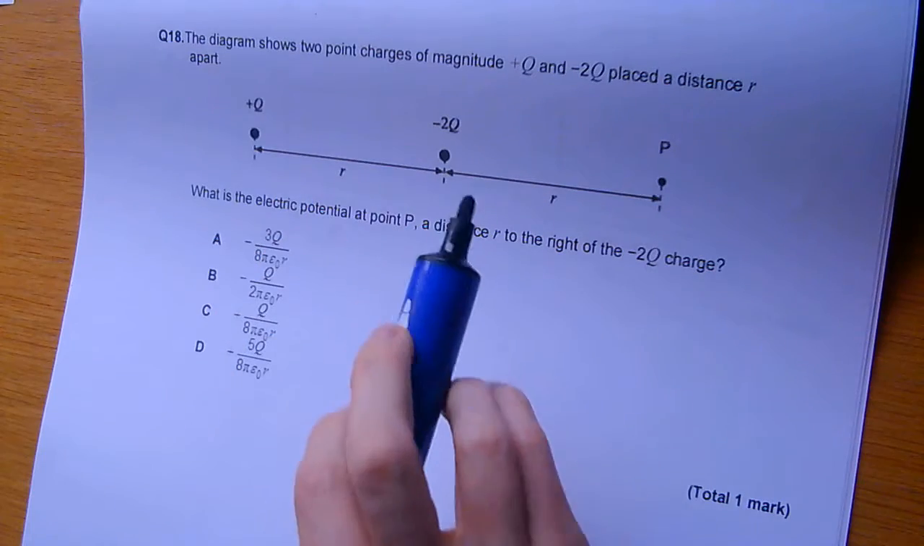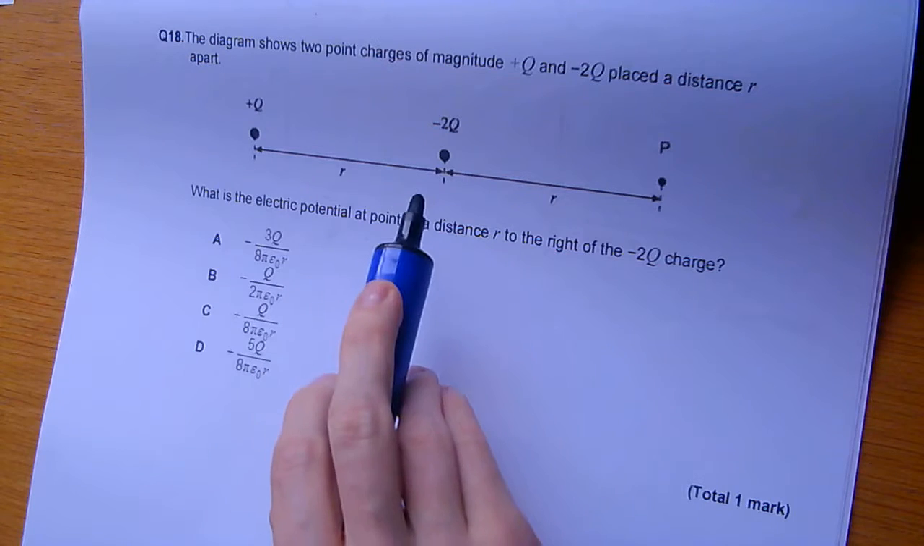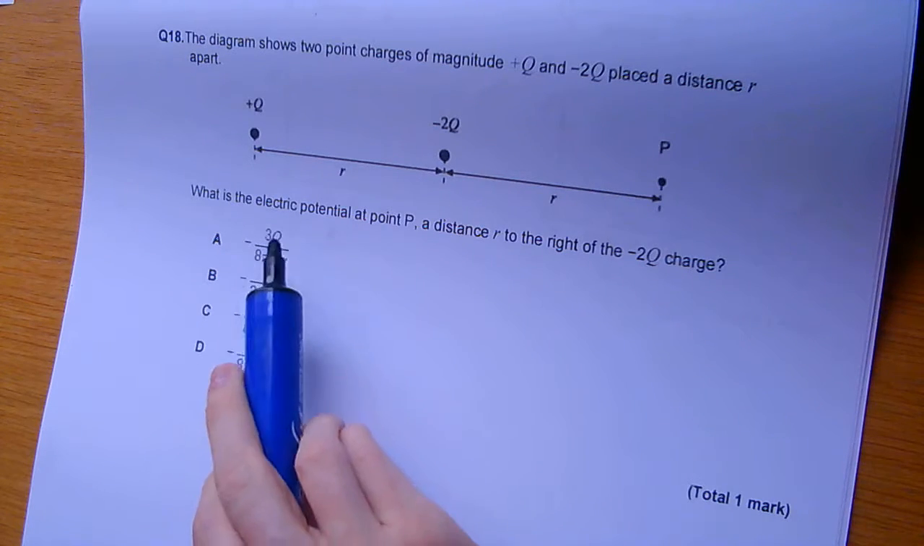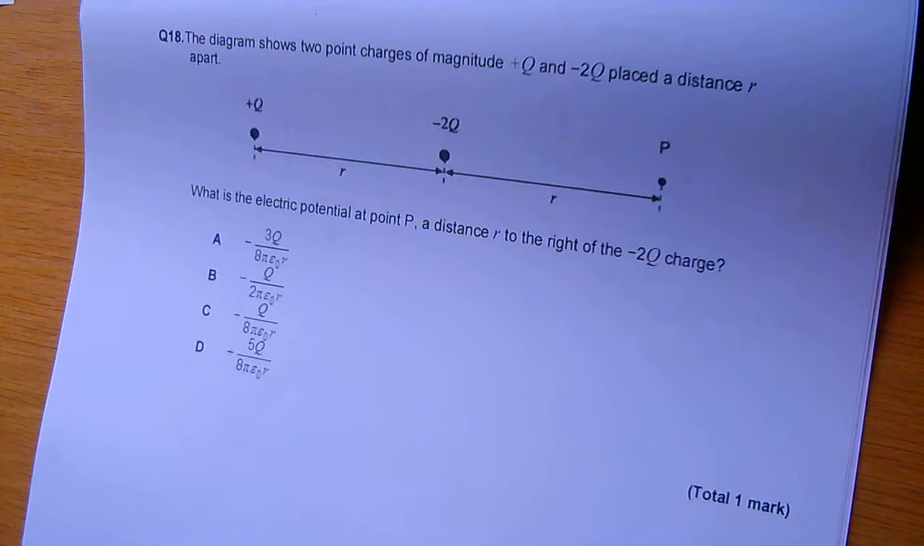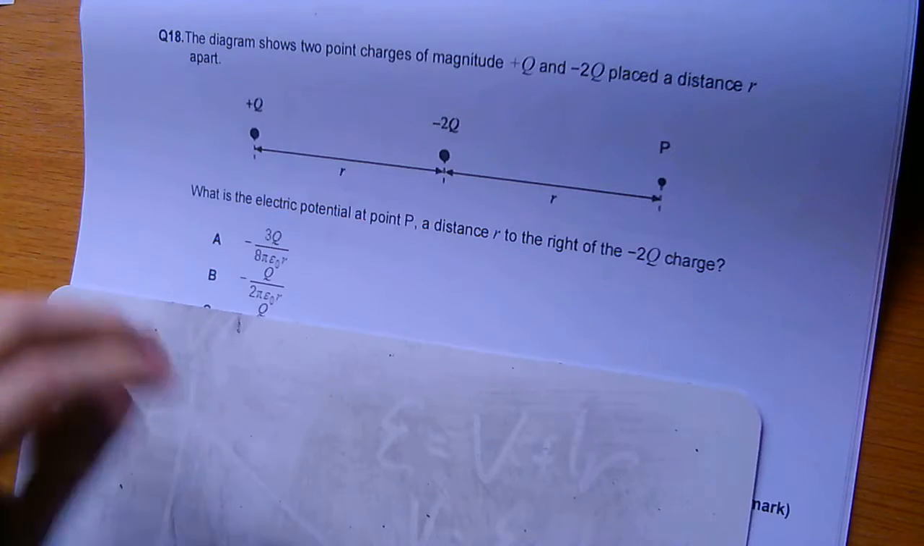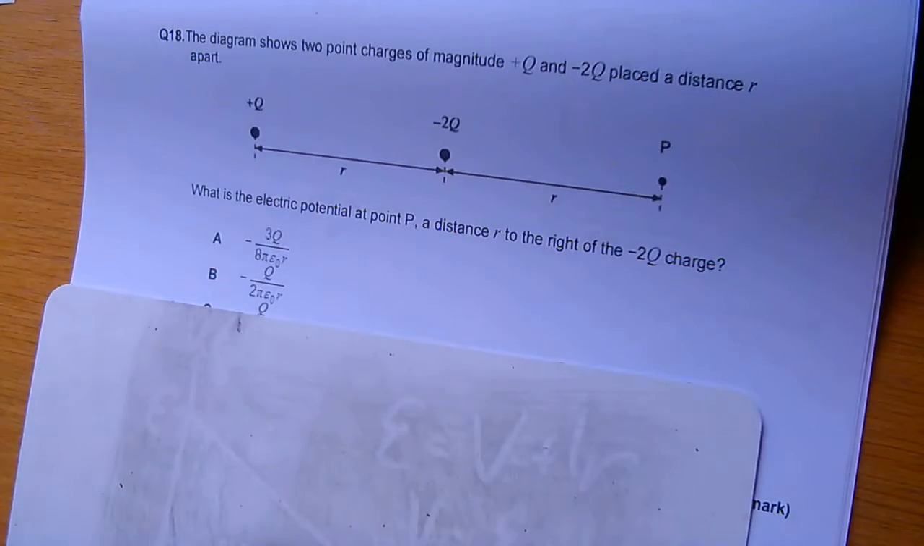Now we have 2 charges, plus Q and minus 2Q, and we're going to figure out the electric potential at point P. So this is where we're going to need to bring in our electric potential equation. Electric potential, as you've been told many a time, is a scalar. So to work it out, the total electric potential, we're just going to add them together. So let's see if we can do that.